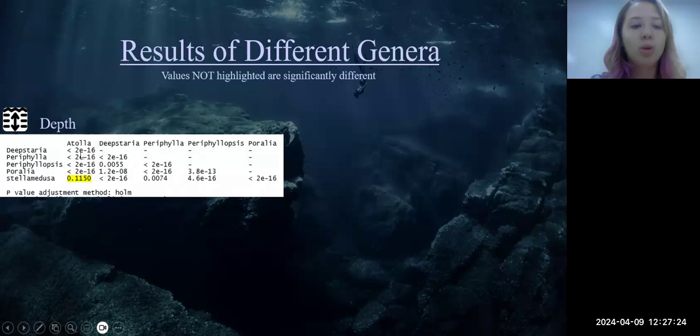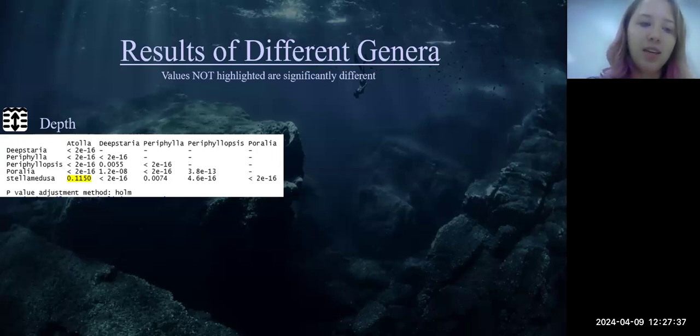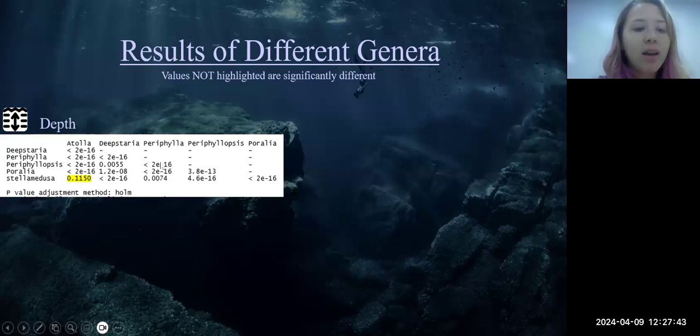got a super duper low p-value. Something to keep in mind here is that this E basically is like, it would be 2 times 10 to the negative 16. That's kind of how you can think of E. It's an abbreviation for the times 10 to the negative power. So we can see that everything that is not highlighted was significantly different from each other.